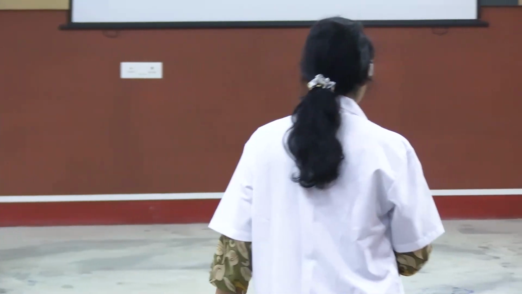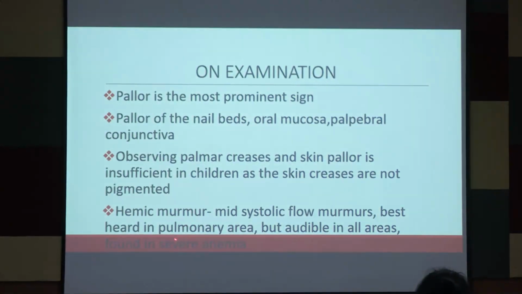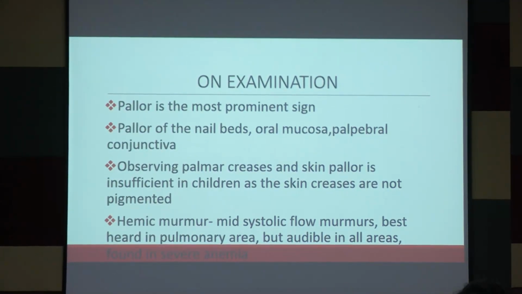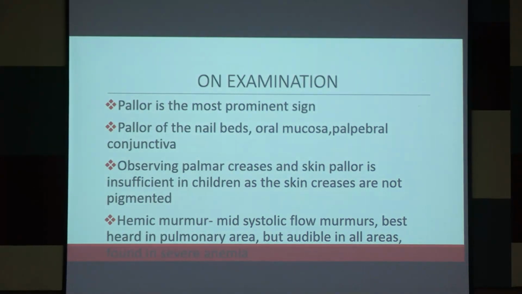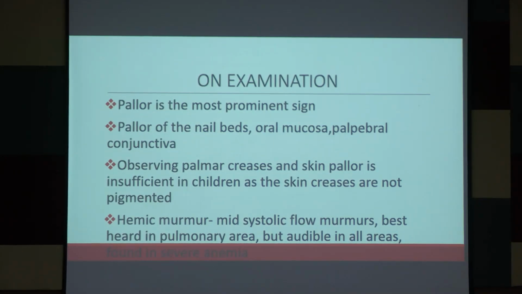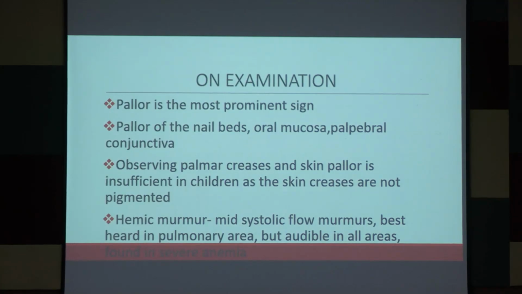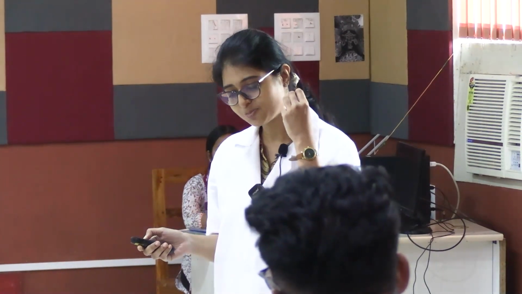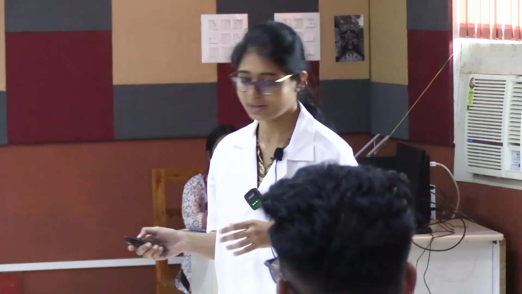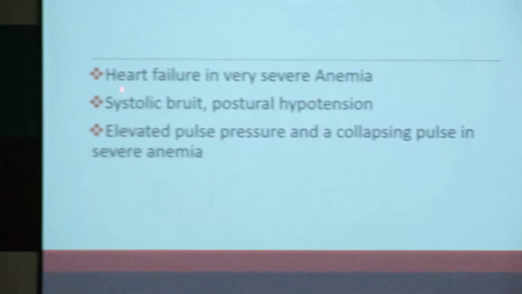Then again, in the cardiovascular system you are going to get a hemic murmur. What is a hemic murmur? It is a mid systolic flow murmur. It is best heard in the pulmonary area, but it is audible over all areas, and that is heard in severe anemia. Whenever you see a thalassemia patient coming to you for blood transfusion, a hemic murmur is present in all the patients. Heart failure in very severe anemia.